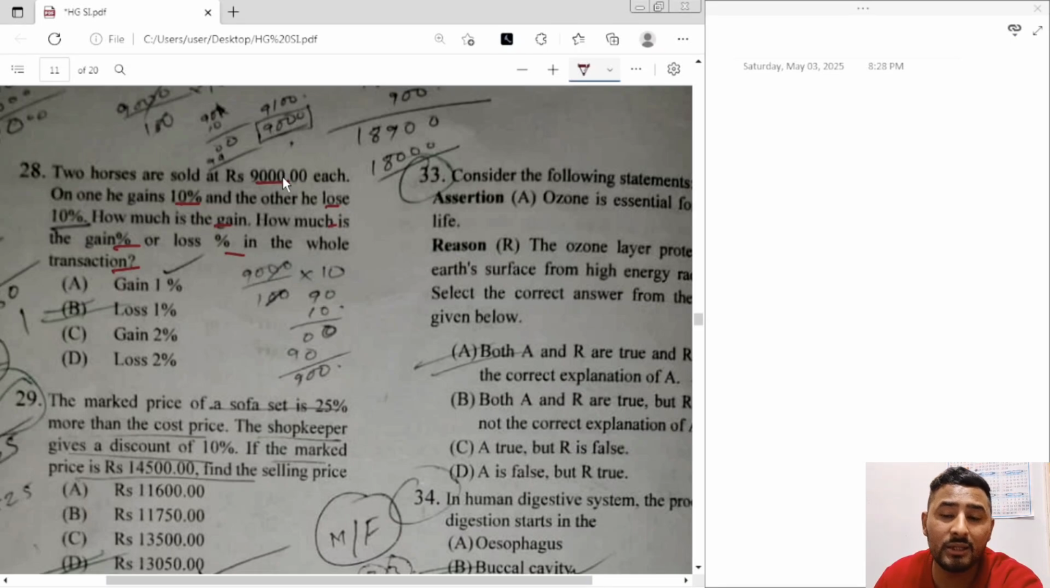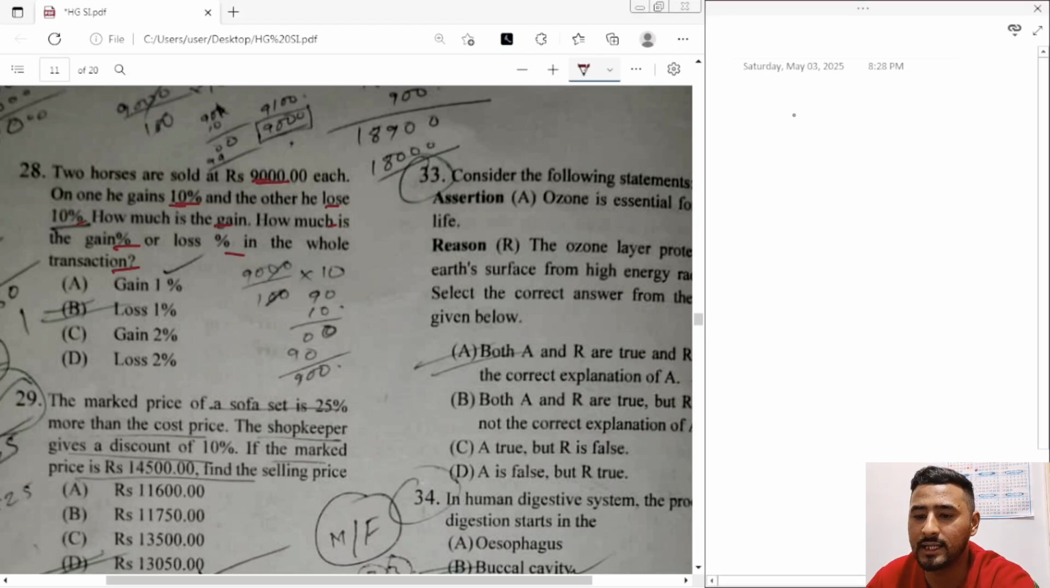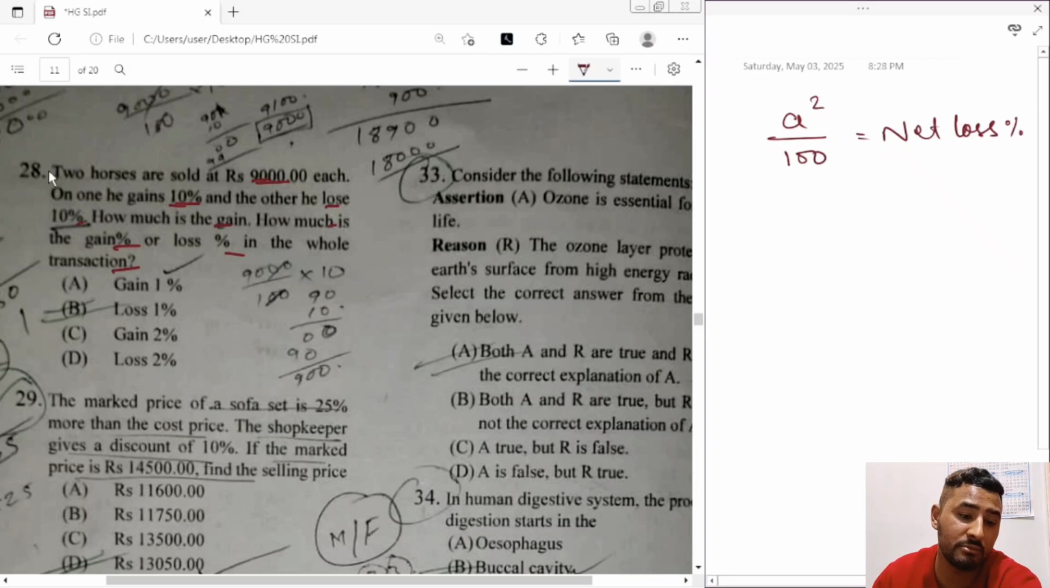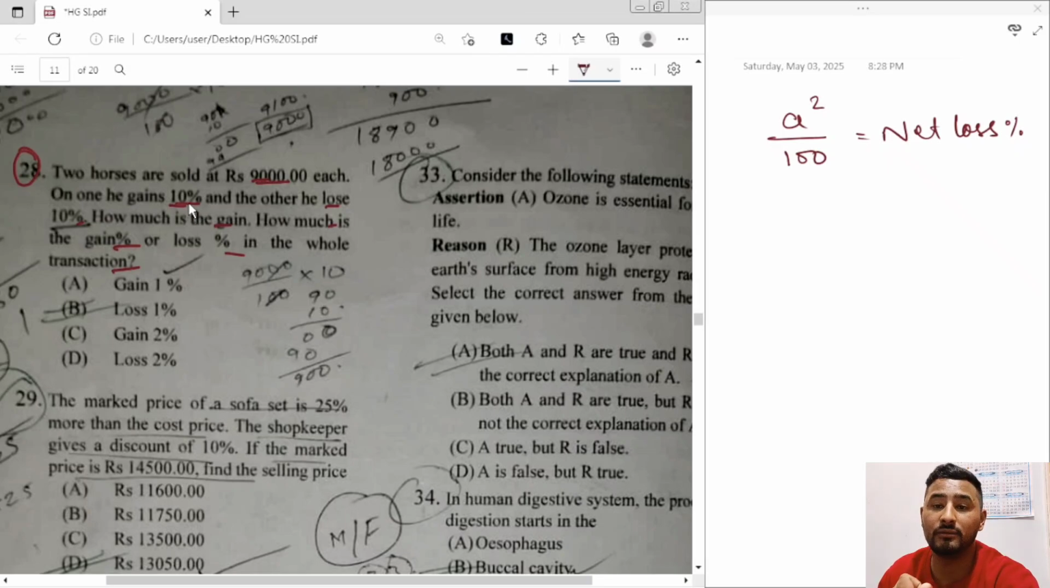So let us see. When you get this type of question, you should remember one thing. The selling price is same, 9,000 for both, and the gain or loss percent is same, 10 and 10. So you can directly use this formula: a square by 100. And this will always be a net loss percentage. You should remember this formula. If you get this type of question in future exams, remember this will be net loss always.